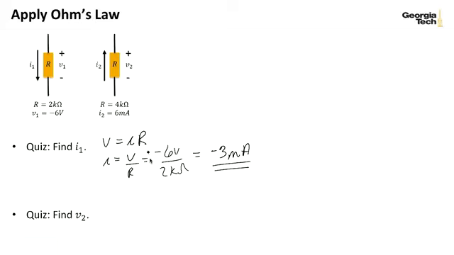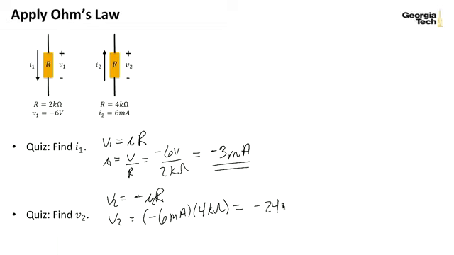For V2, now our current comes to the minus side first, so V equals minus IR. That's V2. Here, it's V1. And that's I1. So V2, which is minus I2R, is a minus 6 milliamps times a resistance of 4 kiloohms. V2 is a negative 24 volts.